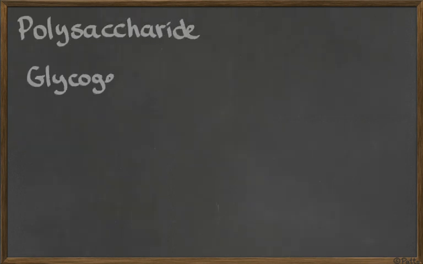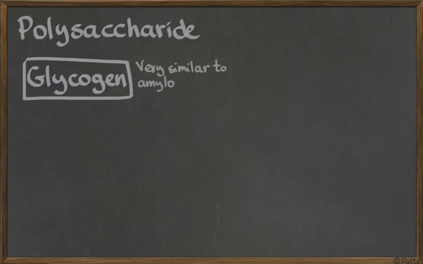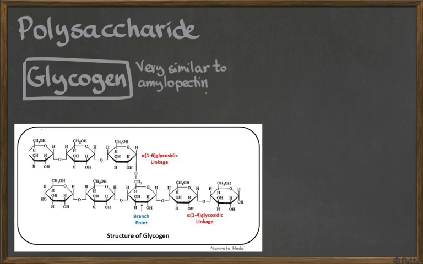Okay? So, another polysaccharide, glycogen. Glycogen is very similar to amylopectin. So what's the difference? Oh, looking here, you don't see any difference.